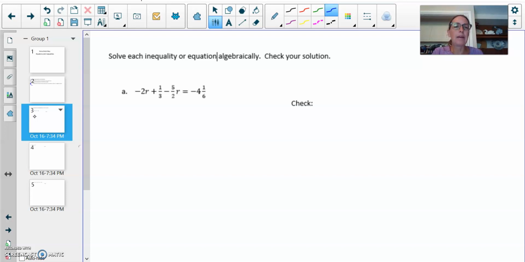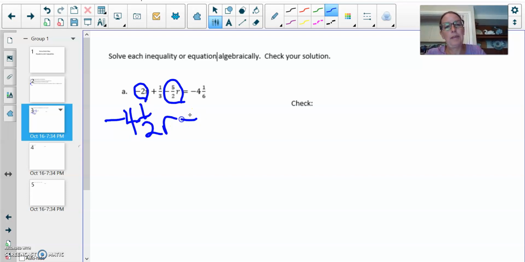Check your solution. Negative 2r plus 1/3 minus 5/2 r equals negative 4 1/6. First, I have to combine negative 2r minus 5/2 r. And I'm using my calculator to help me with this. So negative 2 minus 5/2 gives me negative 4.5 r, plus 1/3 equals negative 4 1/6. Now I have it simplified so I can start doing my inverse work.